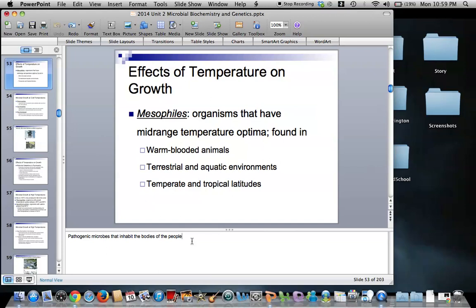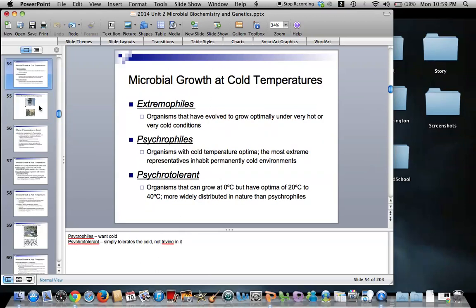So, warm-blooded animals, terrestrial and aquatic environments, and both temperate and tropical latitudes for these. Microbial growth at cold temperatures. Extremophiles will grow optimally either way, hot or cold. Psychrophiles are the cold, and hyperthermophiles are the really hot.